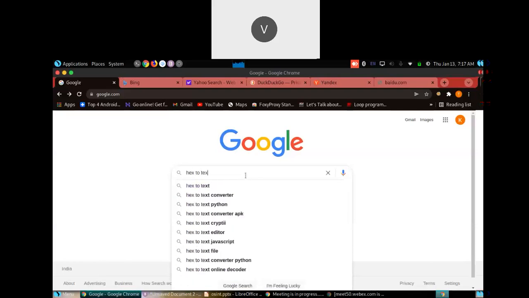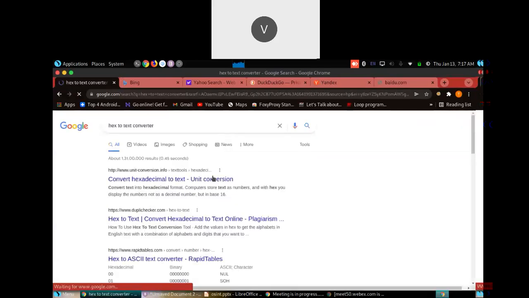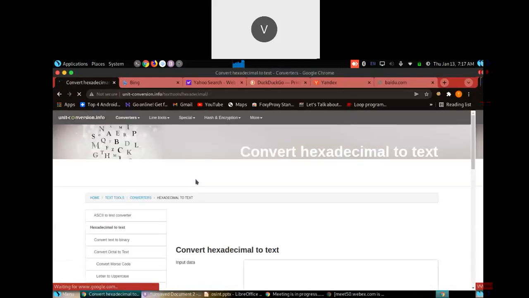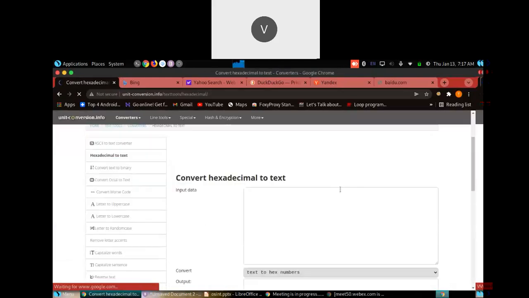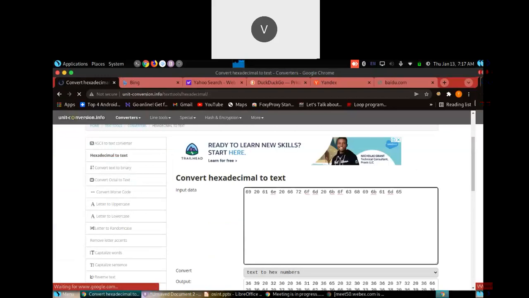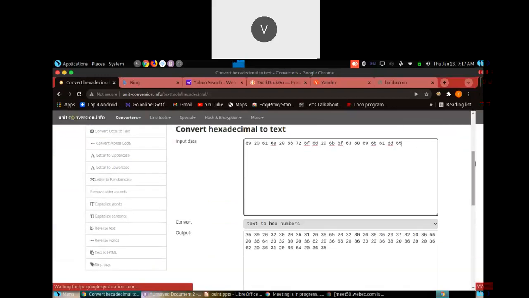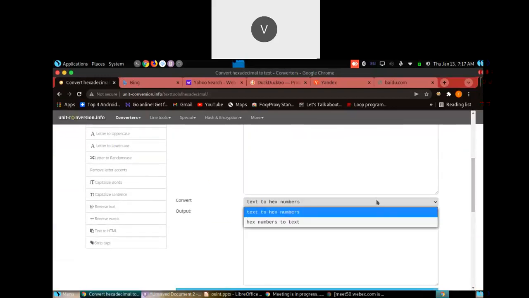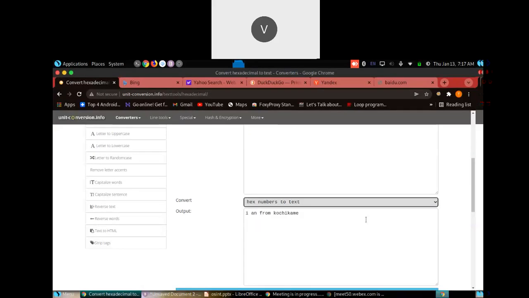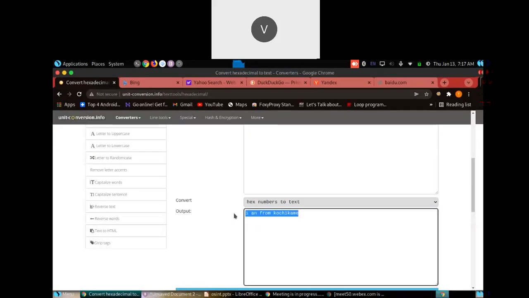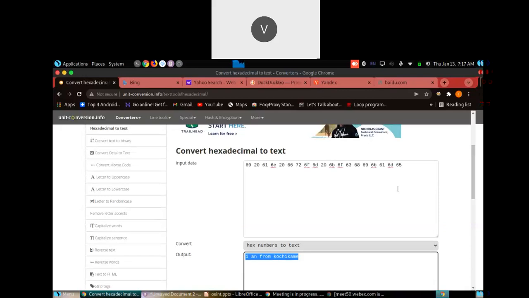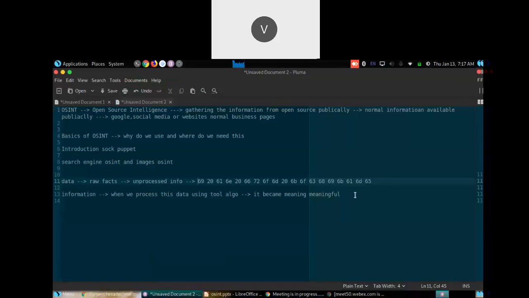So let's use a hex to text converter. Let's go over here, we have a website. Let's insert this. No, it's text to text. Okay, so: I am from Kochikame. So this was just the data. When we process the data, we got some sort of information, which is I'm from Kochikame. This thing gives some sort of meaning.